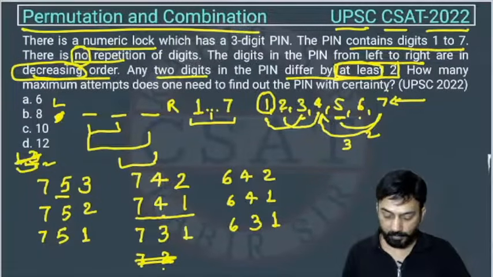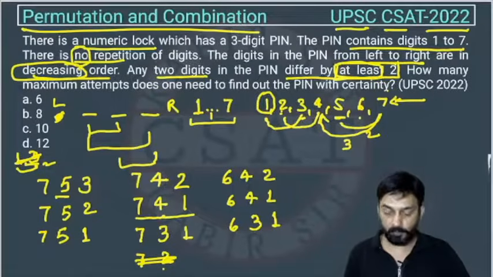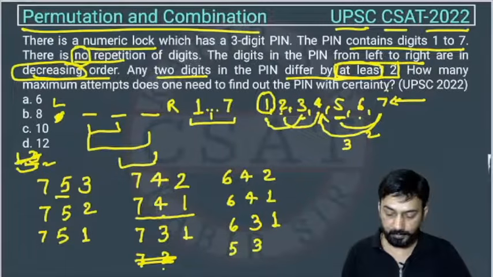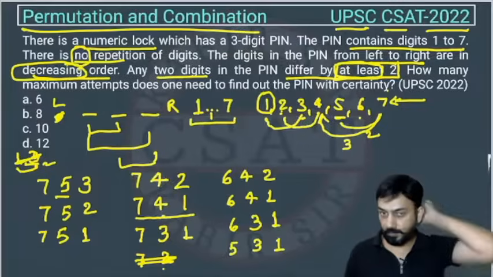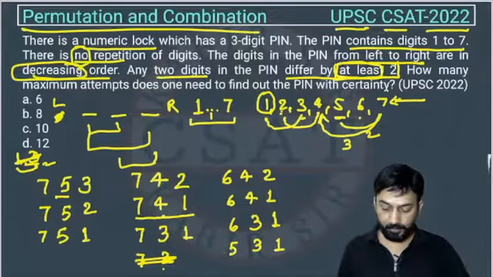Can we take 6, 2? If we take 6, 2, then we cannot take 1 because the difference is less than 2. So 6, 2 is not possible. Now can we select 5? If we select 5, the next digit will be 3, and after that it will be 1: 5, 3, 1. Can there be any other possibility with 5, 3? We cannot make any other changes here. So we cannot take 5, 2.